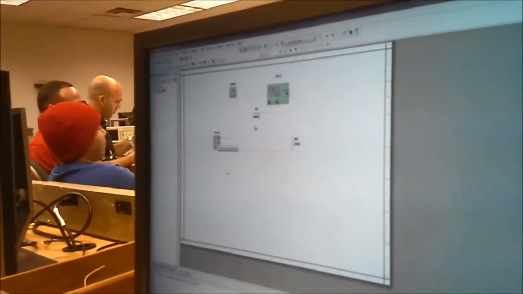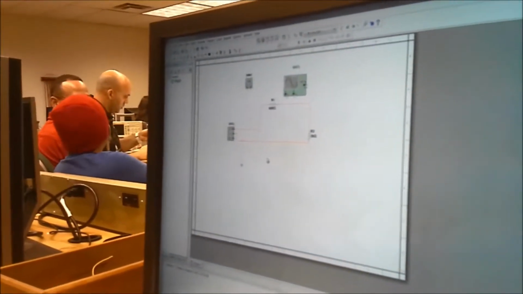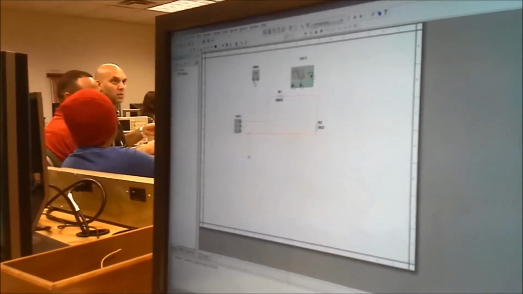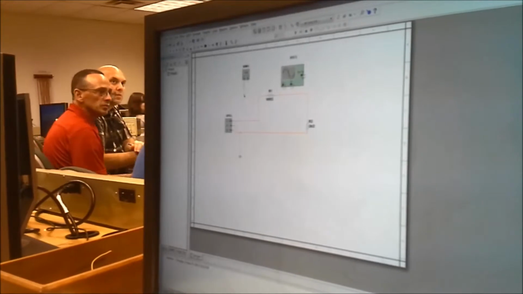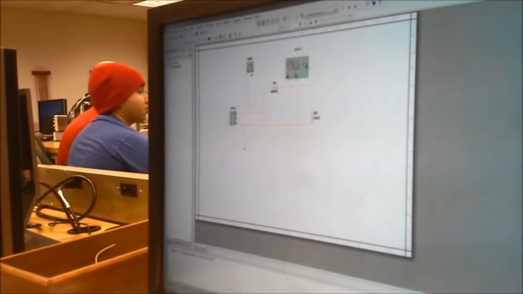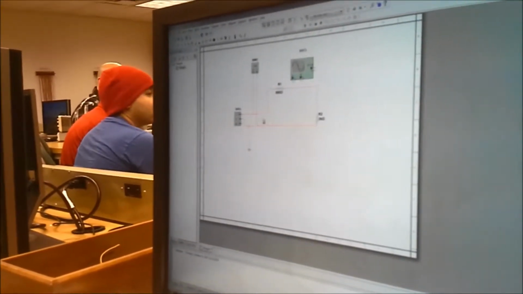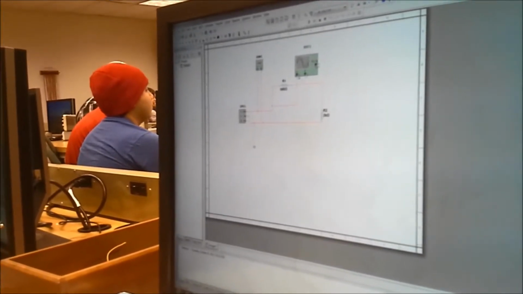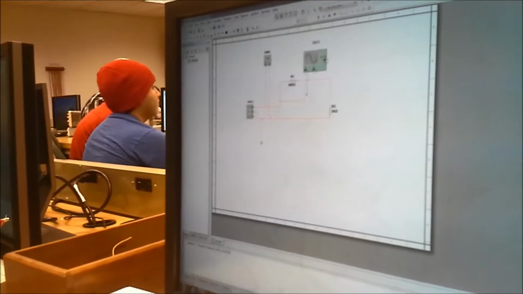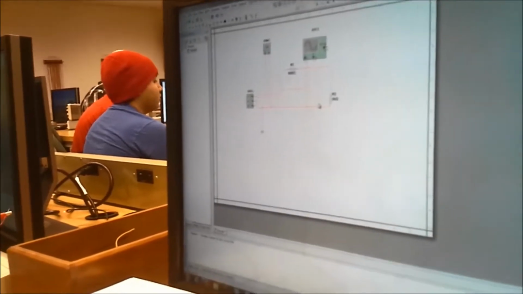Here we have a Multisim circuit. It starts with a function generator, goes through a couple of resistors, and we're going to measure the voltage across the source. Starting with the multimeter, make sure the positive and negative are on the right side, and we're going to hit run.